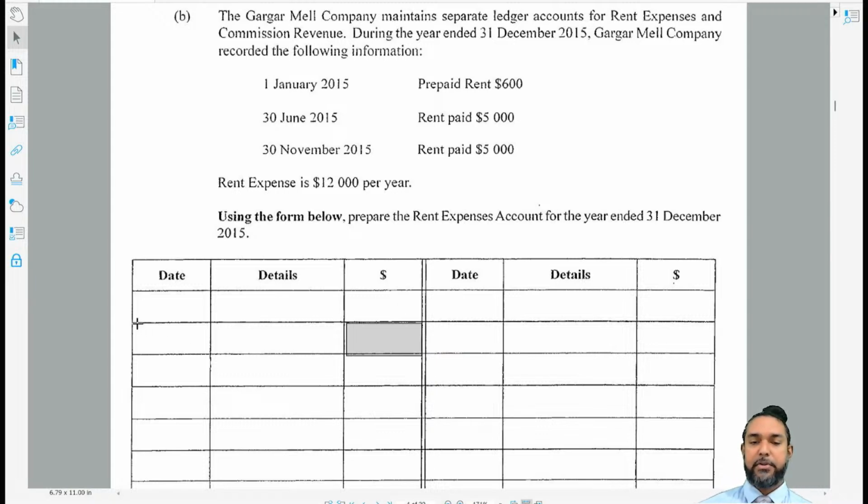So you have a 30th June, all right? And again, it could say rent paid, it could say cash book, it could say cash/bank, and you put in a 5,000 here. And then right below that, you're going to put 30th November, November 30th, however you're writing it. Same thing, cash book, rent paid, cash/bank, and you put in 5,000 again, right?